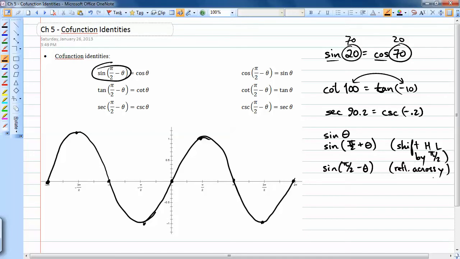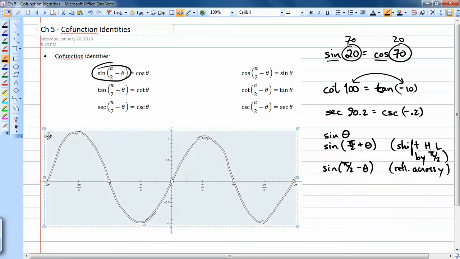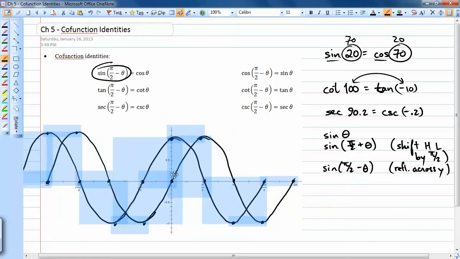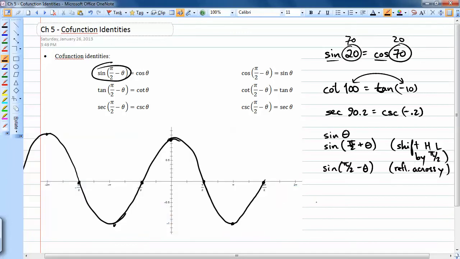So, let's see here. Let me shift this thing. If I shift it, what did I shift it by? Pi over 2. And then if I reflect this thing across the y-axis, you can tell it's going to look exactly the same when I spin it around that axis. So the graph of this thing looks just like cosine, which is what it is. So that's how we graphically show that sine of pi over 2 minus theta is the same as cosine theta.